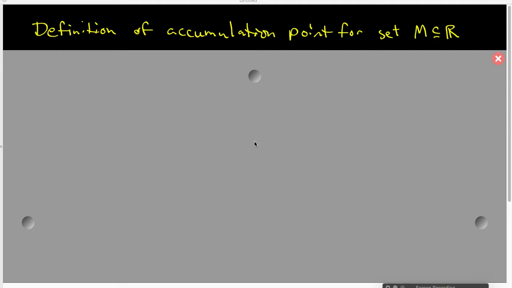In this video, we're going to look at the definition of accumulation point for a set M, which is a subset of the real numbers. This is one of the most important definitions that we will have in the entire semester. So it's important that you really understand this definition because it is a subtle definition.